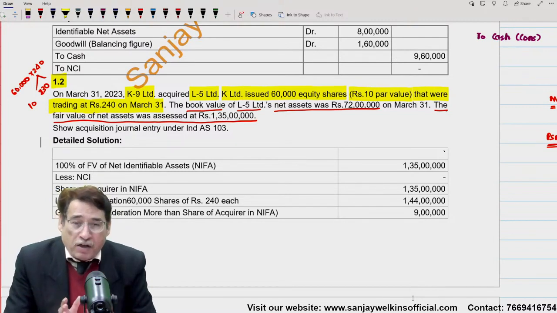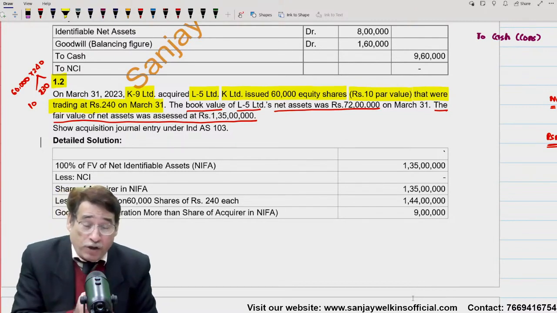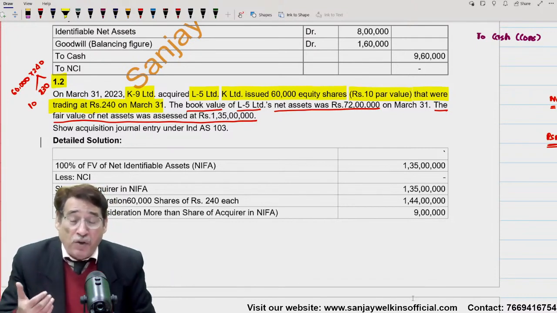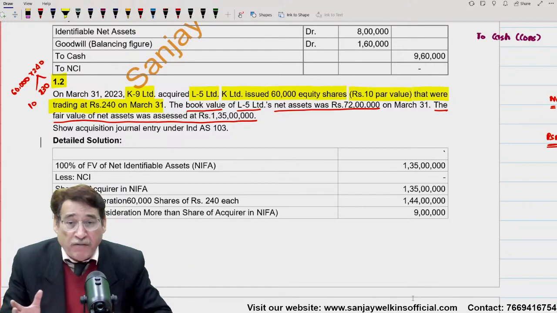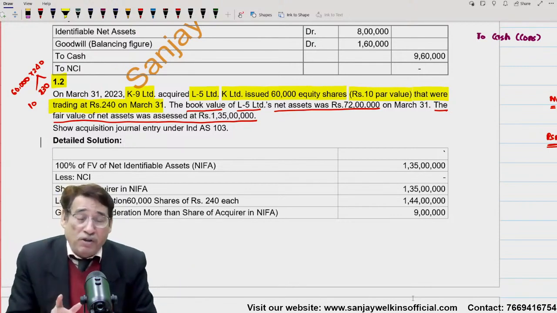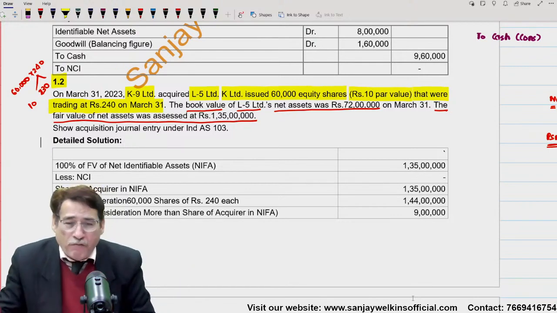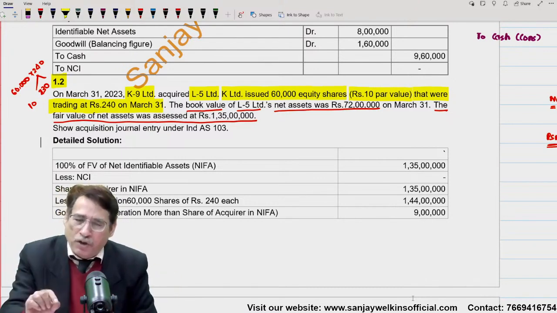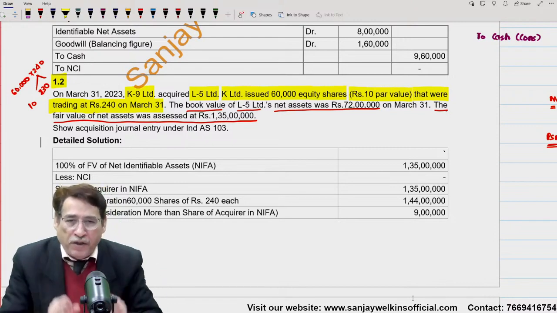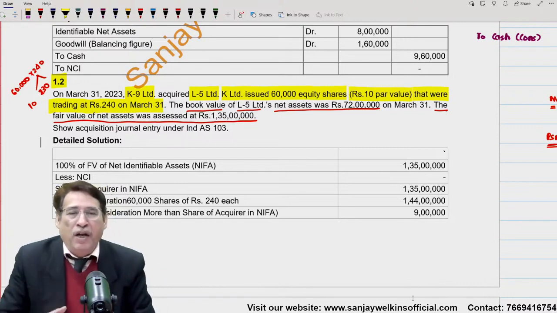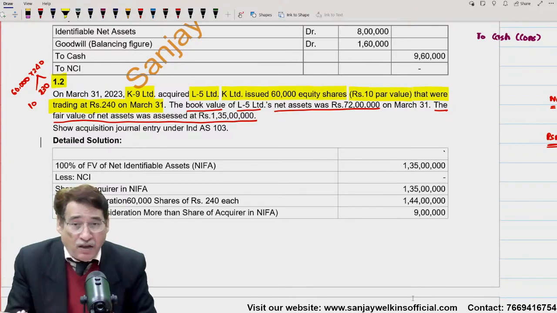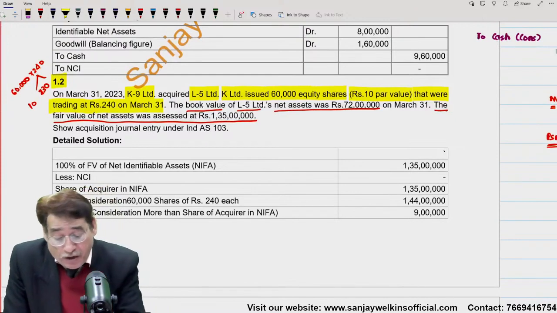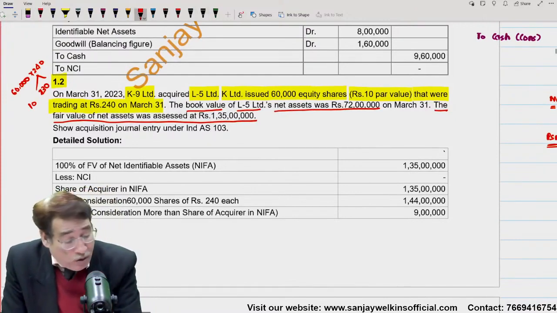So, correct answer, absolutely. Pay attention, these are the things the student fraternity never pays any attention to, and in the examination they unnecessarily waste their time. Whenever in the question a percentage is not given, without an iota of doubt and without any hitch, you have to come to the conclusion that you have got 100% stake. So even in this question, 100% of the stake is in the hands of the acquirer, correct? Right. Absolutely. You are right.